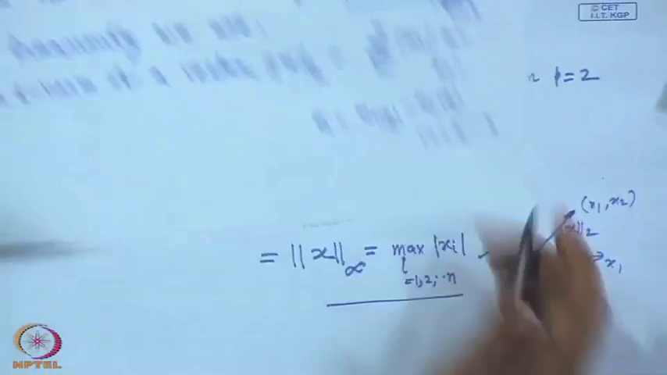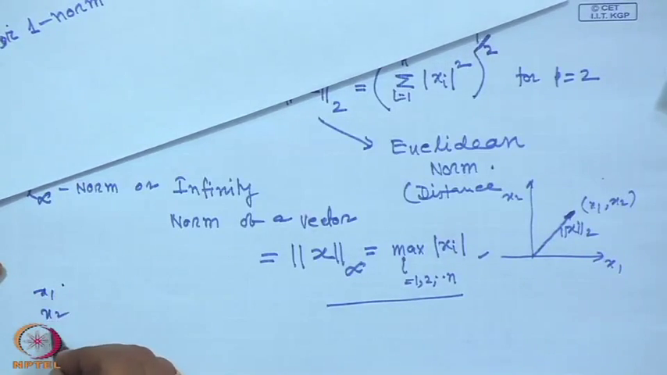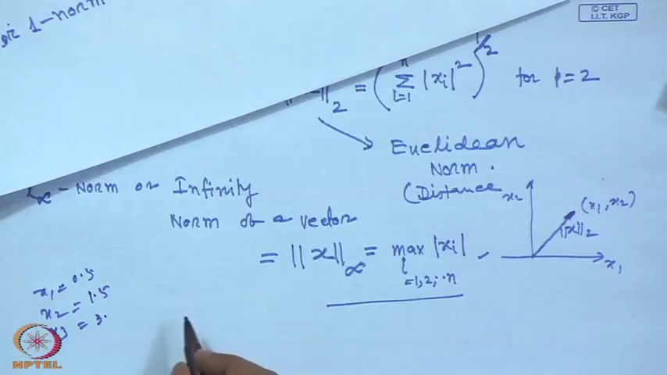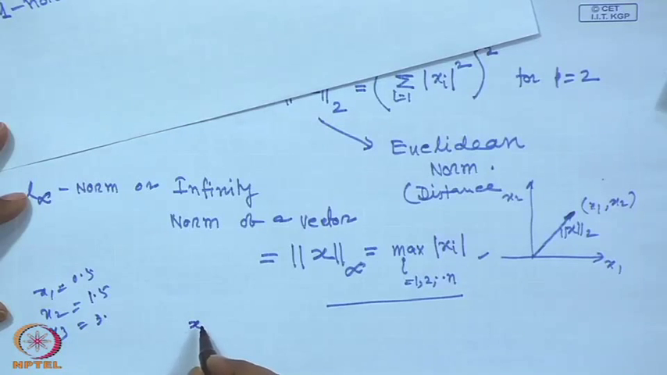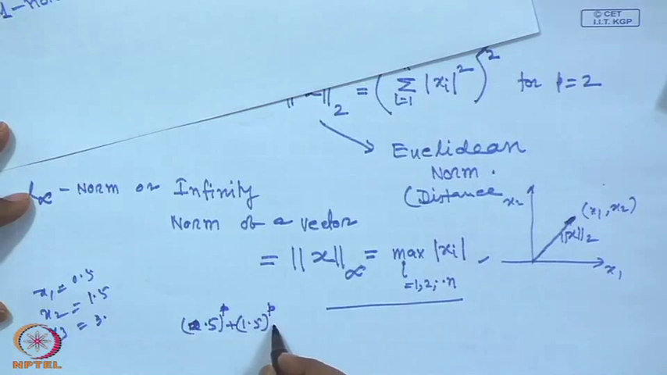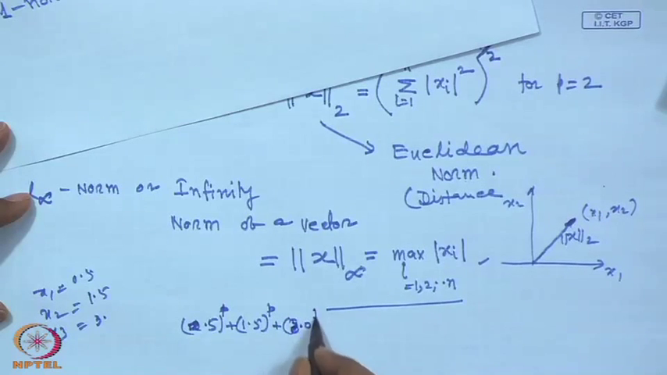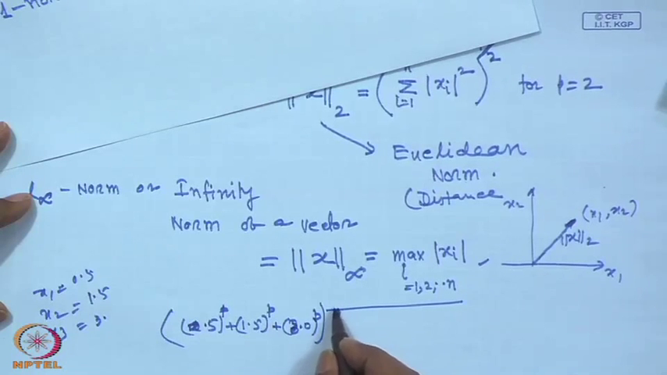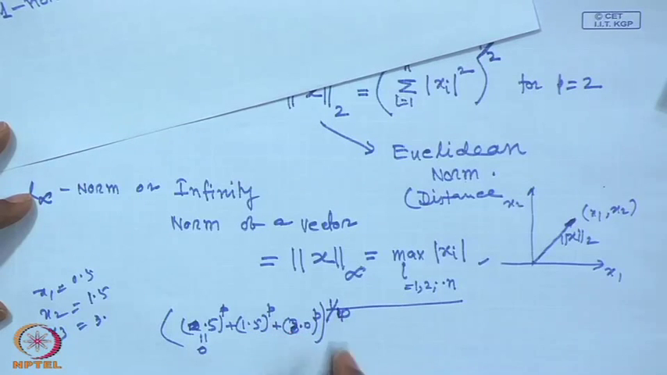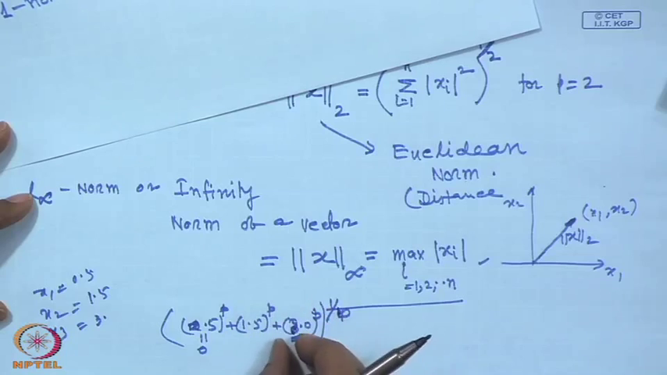Have you followed my point? Let us call x1, x2 and x3: x1 value is 0.5, x2 value is 1.5, x3 value is 3. Then we write the p norm as 0.5 to the power of p, plus 1.5 to the power of p, plus 3.0 to the power of p, whole to the power 1 by p. Now this is equal to 0 when p is infinity, compared to this, this is negligible, because the other is greater. So you take the absolute value of the maximum one. This and this cancel, and only 3, the maximum value from all the components, is the infinity norm. That is why you write it that way.